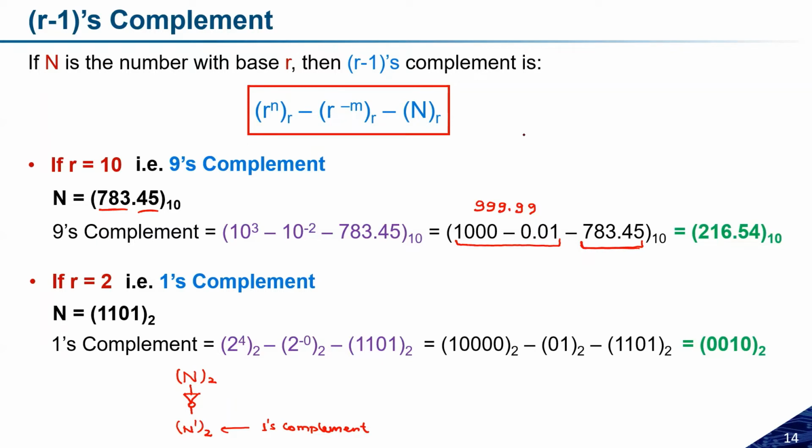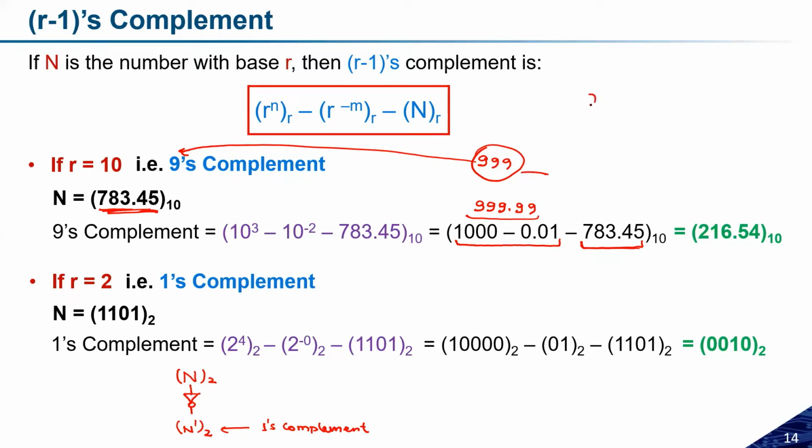Similarly, let us assume if m is equal to 0, there is no fractional part. In that case, this term will become 1, and that will be subtracted from 1000, so 1000 minus 1 becomes 999. So what you can see here, if I'm talking about a 9's complement, I have to subtract each digit from 9. Whatever example we have considered, we are subtracting each digit from 999.99. If there is no fractional part, then the number will become 999.